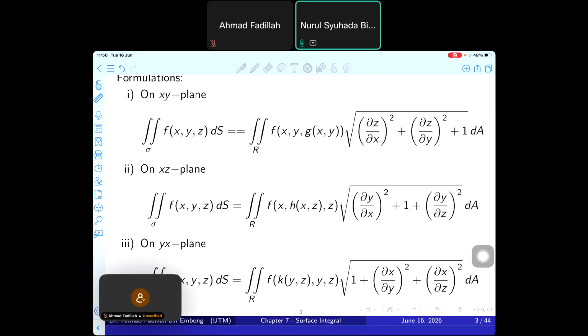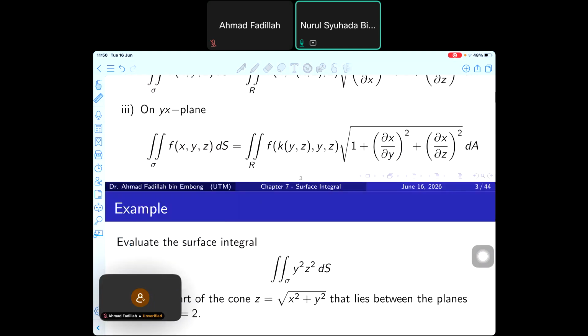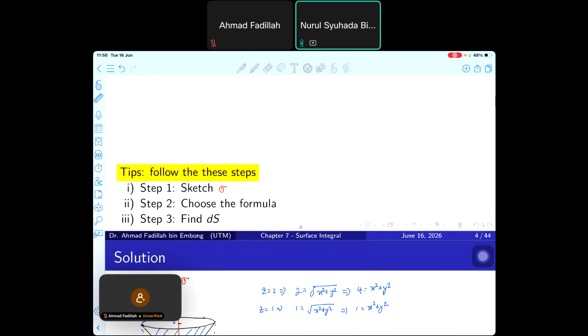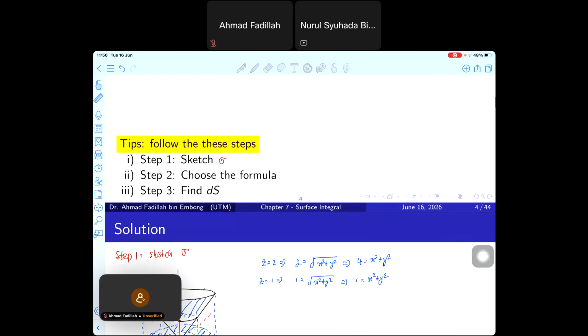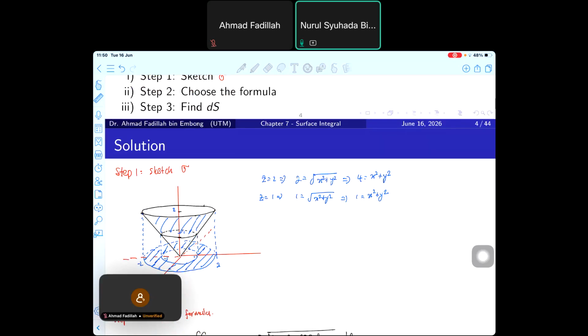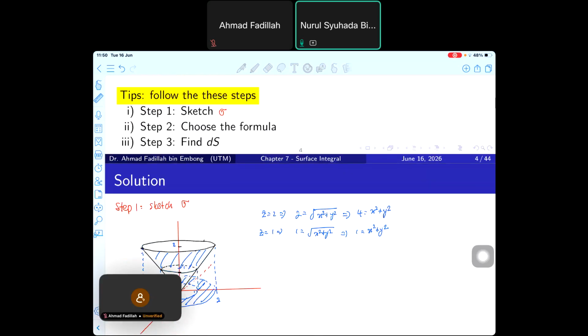For example, if you choose the xy plane, then you need to use this formula. Okay, so now let us do the steps one by one. First, we are going to sketch the given sigma.